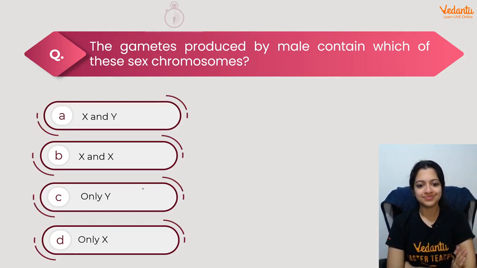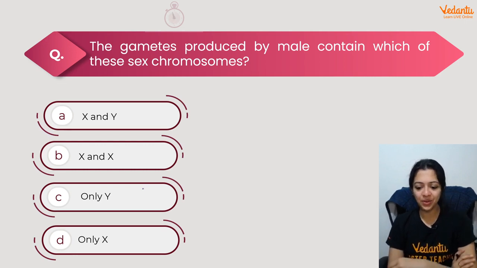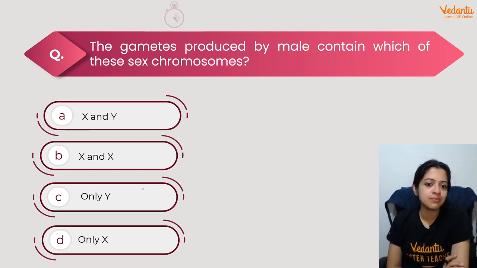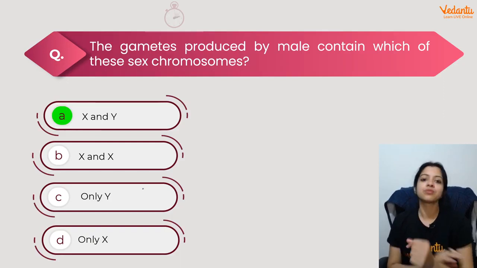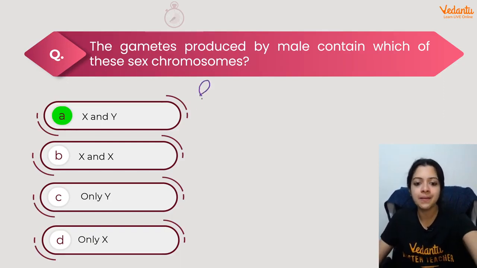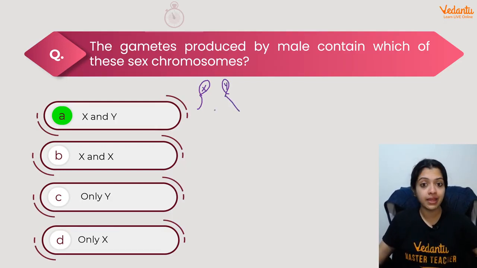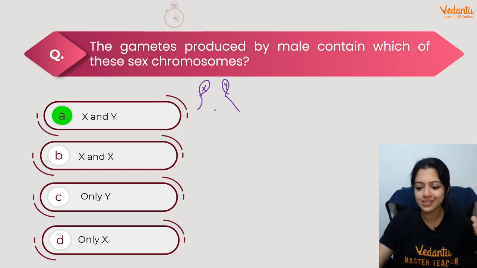Yes, children? Okay, that is super easy, so I'm not giving you any more time. Your time is up. X and Y, of course. Half of the sperms contain the X chromosome, the other half would contain the Y chromosome. What about the gametes of female? Egg cells would always contain only the X chromosome.